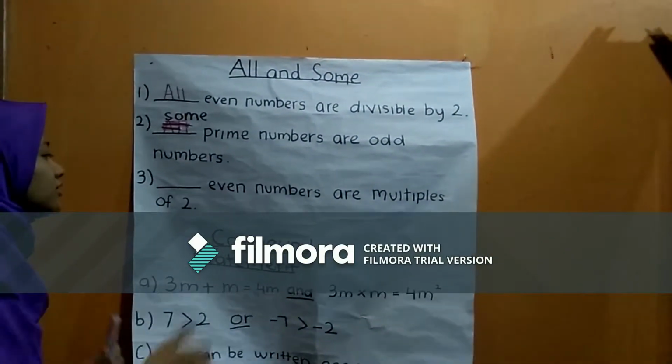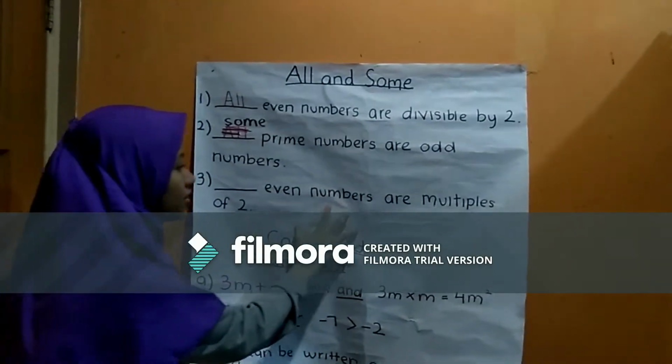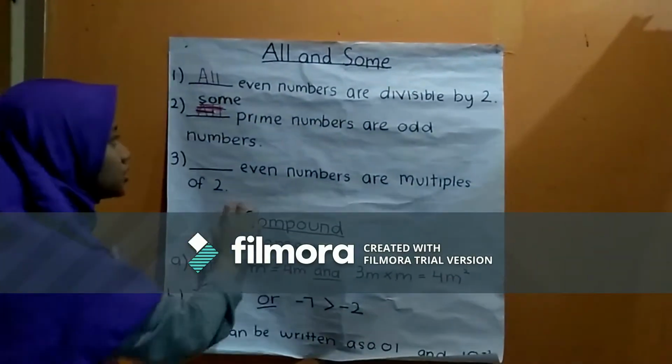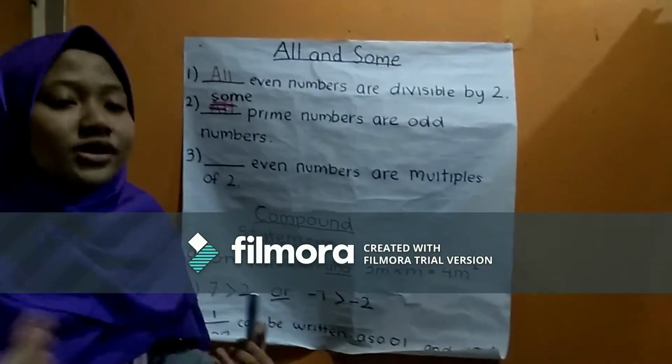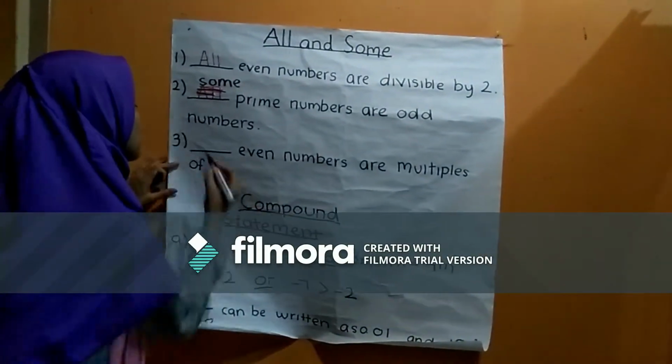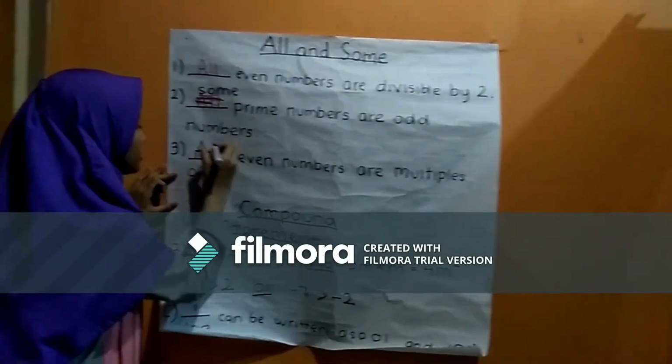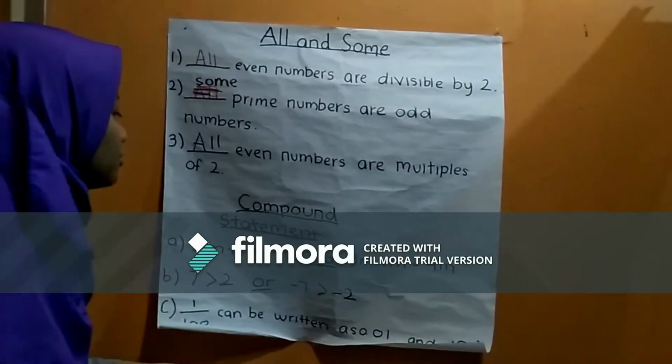For the third question, something even numbers are multiples of 2. So the correct quantifier to this question is all, because all even numbers are multiples of 2.